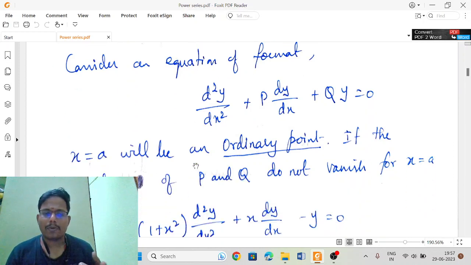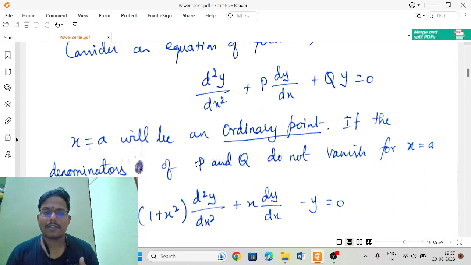I will come to that later. What is going to be an ordinary point? In this next example, we will discuss that. So x equal to x naught is an ordinary point if the denominators of p and q do not vanish for x equal to x naught. If you substitute that value in the place of x, that term should not vanish. So here we have an example.